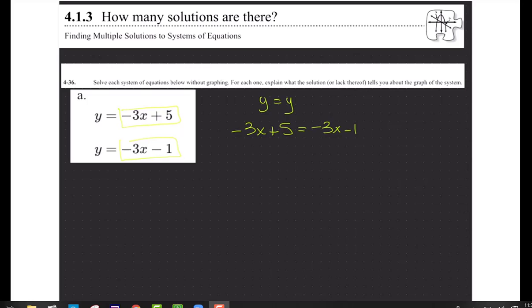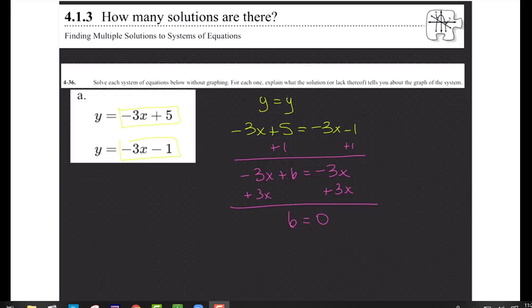What are we going to do to solve this for x? What do you want to do first? Add 1 to both sides. I can do that. We're going to get what? Negative 3x plus 6 equals negative 3x. And then what do we got to do? We'd have to add 3x's, right? Because that's how many x's we got. Yep. So add 3x to both sides. And what do we get? 6 equals 0.